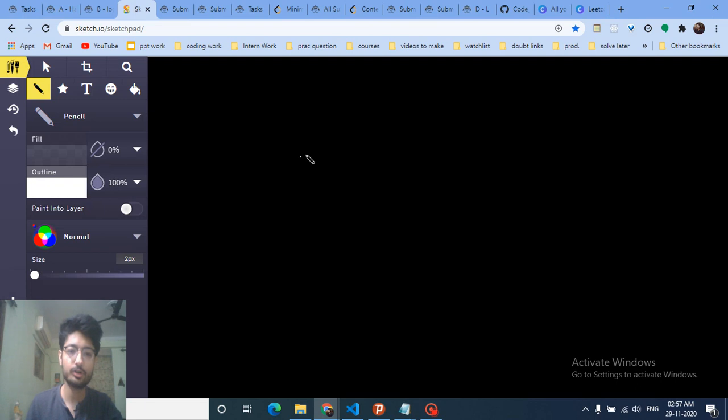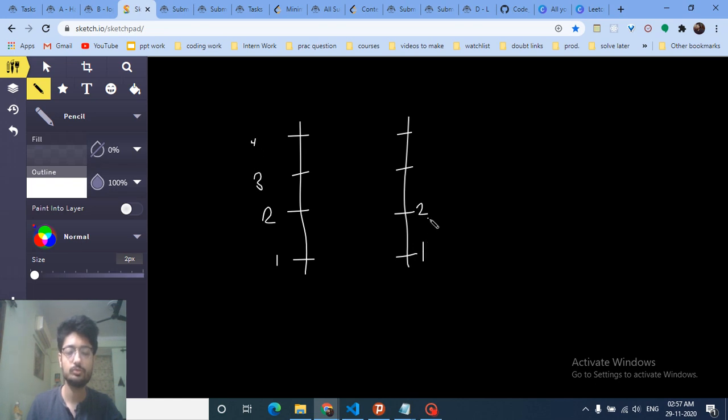So always try to draw the question because it will become easy for you to understand the problem statement. There are 100 buildings, 100 floors. I'll just draw out 4 floors, numbering 1, 2, 3, 4 and the same 1, 2, 3 and 4.